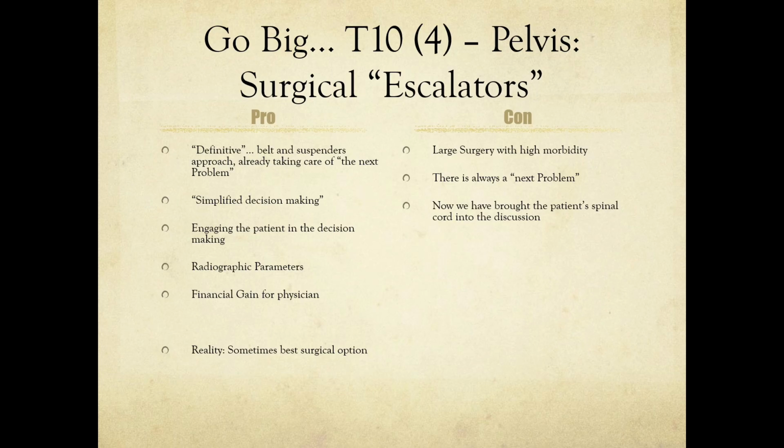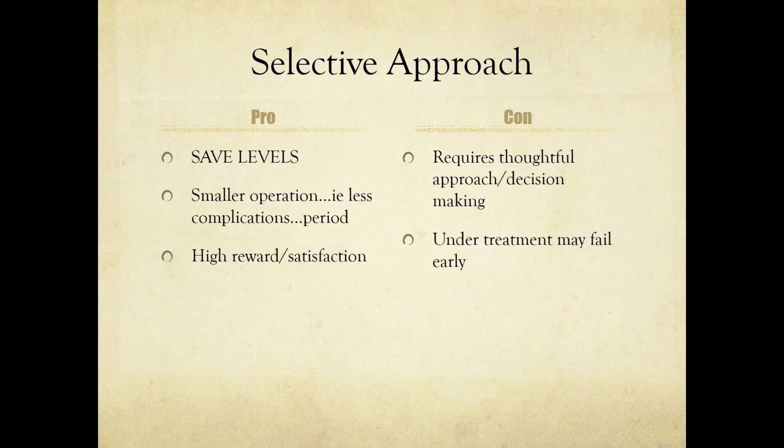And here's the big one to me. If I'm at T10, I'm having a conversation with this patient in my complication doc about their spinal cord. That does not exist when I talk to them about their lumbar spine. And all of a sudden, I'm now talking about that. I don't want to talk about that. I'd like to talk about that way down the line. So, selective approach, save levels. That's just the mantra. I learned that from Dr. David Bradford years ago. Still believe in it very strongly.